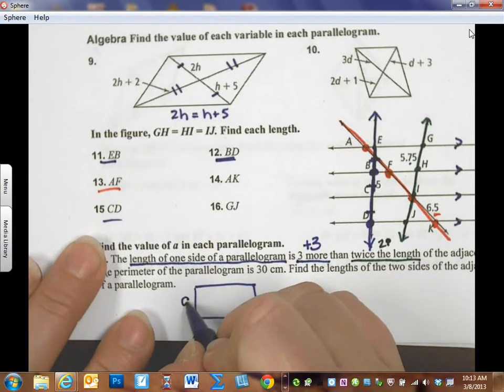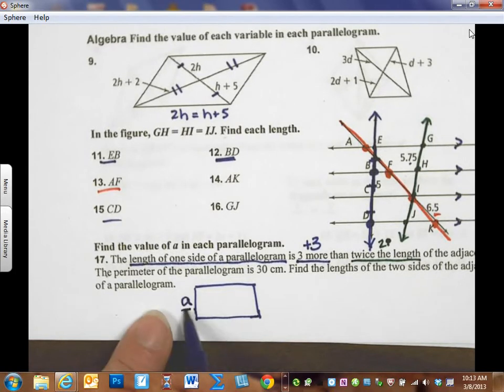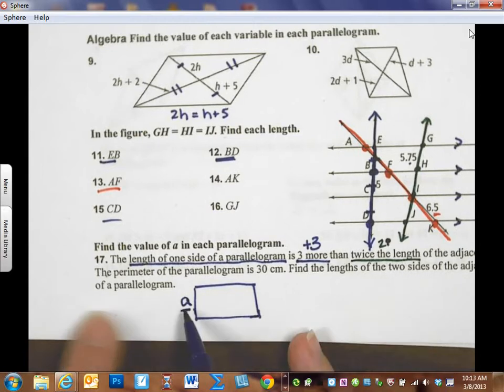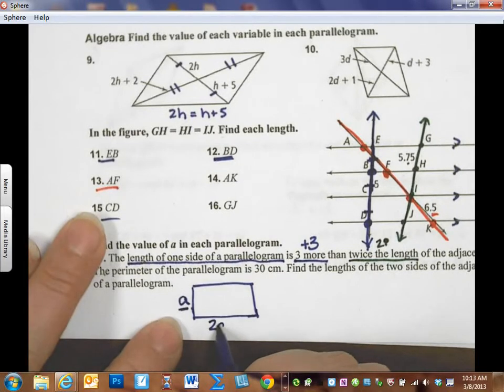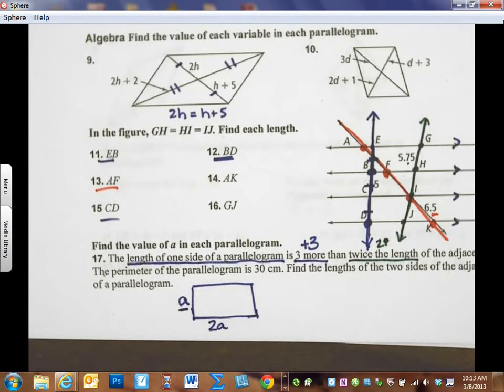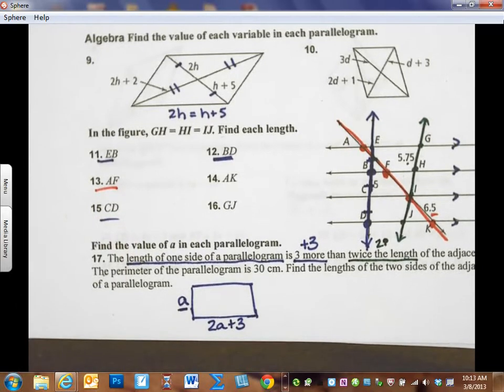So I'm going to call one side my shorter side because I'm going to multiply this side and then add to it. So my shorter side is going to be my variable. Does that make sense why we chose that? Yeah. Okay, so how do I multiply that by 2 and add 3? I put a 2 in front of the A, right? That's 2 times it. And then I'm going to add 3.